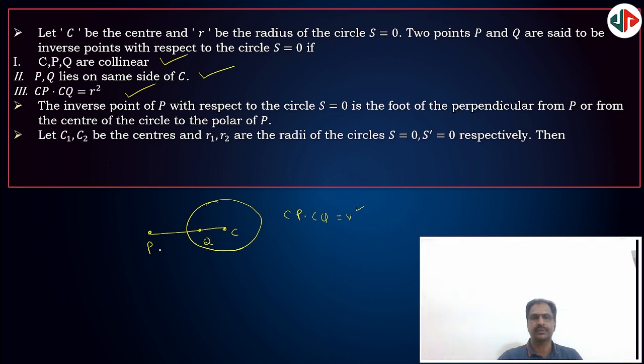Next, how to find the inverse point? Here Q is said to be the inverse point of P. Q is nothing but the foot of, this line is the polar of P. So how to get Q? Look at the diagram. Q is clearly the foot of the perpendicular drawn from P onto the polar of P, or Q is the foot of the perpendicular drawn from the center onto the polar of P. So the inverse point is the foot of the perpendicular drawn from P or from the center to the polar of P.